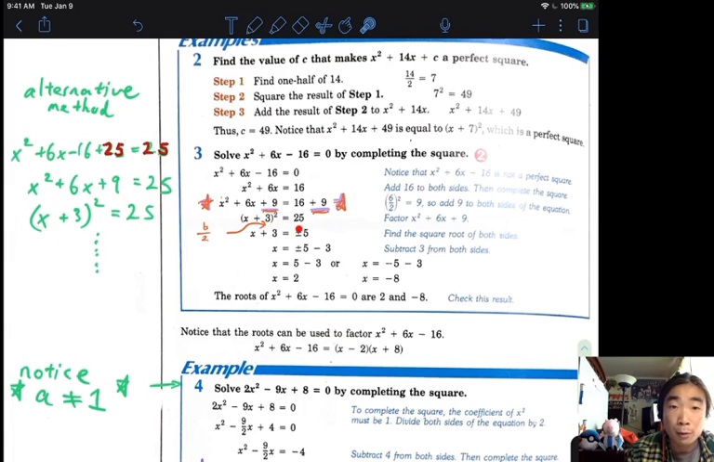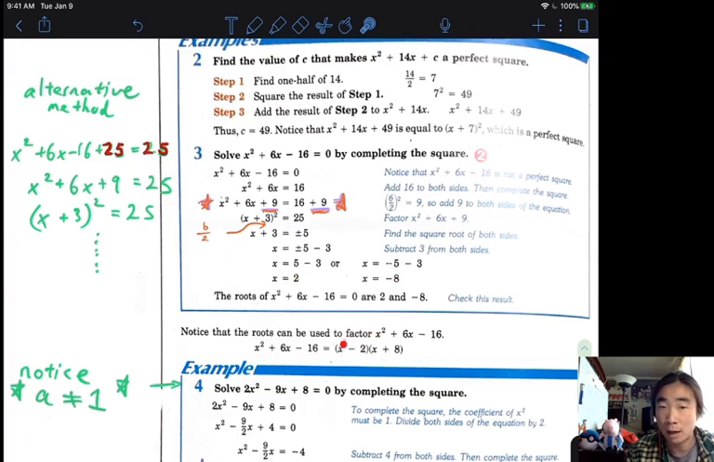And then we square root both sides. Square root of 25 is 5. Because we're doing this square and square root, there's 2 answers. Positive 5 minus 3 is 2. The other answer is negative 5 minus 3, which is negative 8.